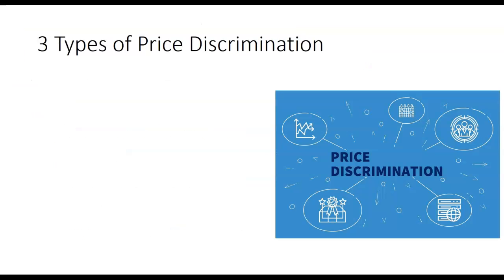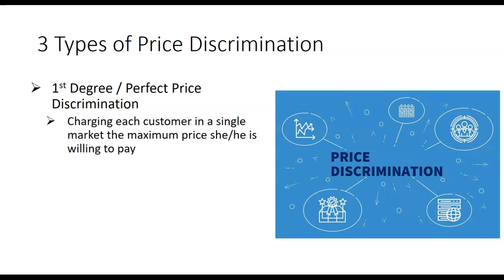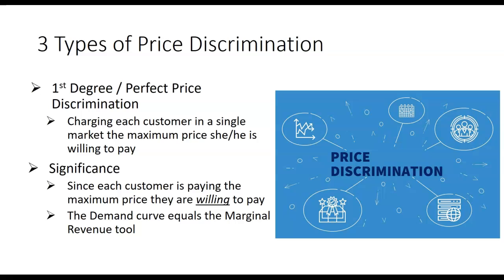Now with that said, there are actually 3 different types of price discrimination. The first one is the one we're going to spend the most time on. It's called first degree or perfect price discrimination. This is the only one I can remember seeing from College Board on a free response or a multiple choice question. The idea is you're going to charge each customer in a single market the maximum price that they're willing to pay. Which means the demand curve is going to equal the marginal revenue curve.